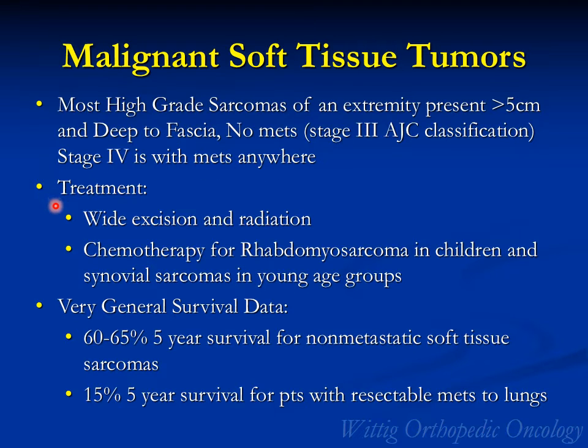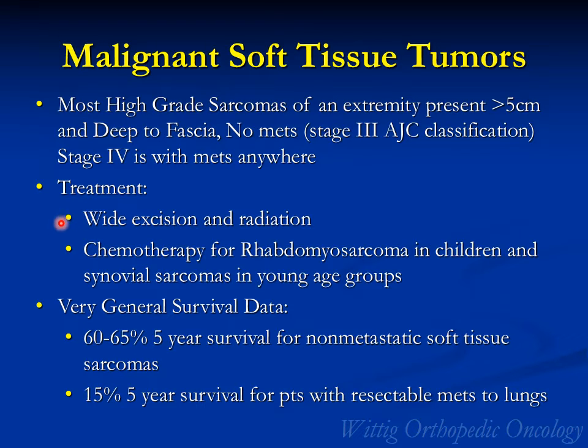The general treatment plan for soft tissue sarcomas is wide excision and radiation, or limb-sparing surgery followed by radiation. Chemotherapy may be considered for rhabdomyosarcoma in children and synovial sarcomas in young age groups. In general, though, it's very controversial to give chemotherapy for other types of high-grade soft tissue sarcomas. I think at most a 10 to 15% benefit has been shown in terms of survival. So it is somewhat controversial.